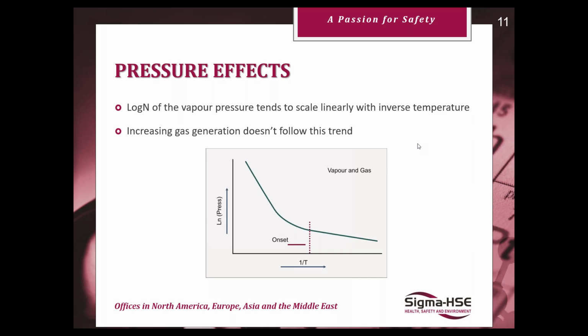So the way we do this is via a log plot of the vapor pressure, which tends to scale linearly with the inverse of the temperature. So you can see at the bottom right of the graph, the line there is quite straight as the temperature is increasing from right to left. And we've marked on an onset point where we can see the line curve away from this trend, and the pressure is increasing much more quickly. That shows us that at this purple dashed line, we've got the start of gas generation at that temperature point.